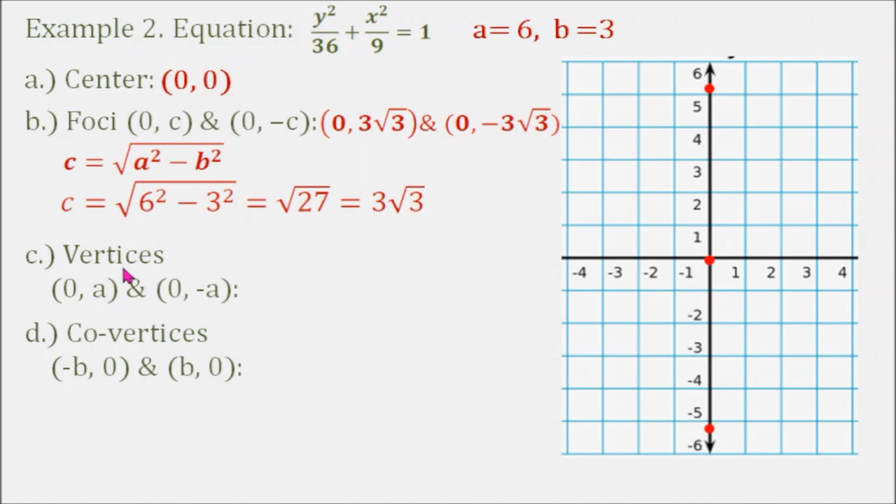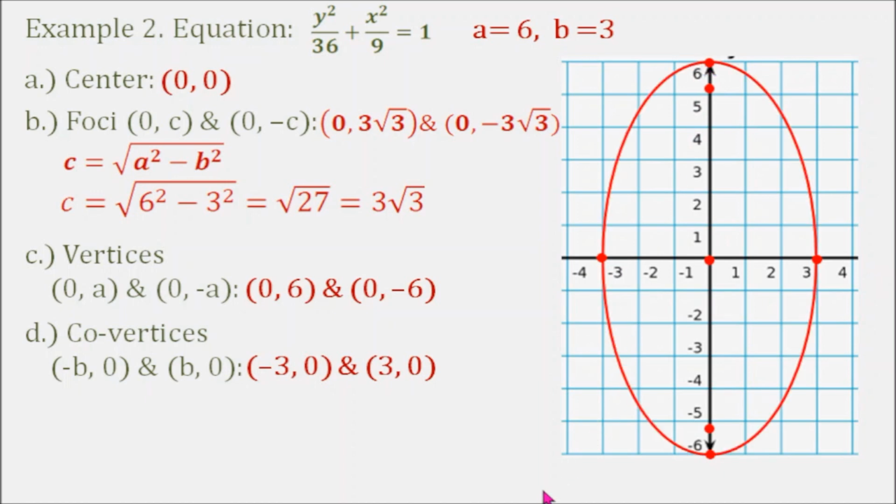Now for our vertices, the coordinates are 0, a and 0, negative a. Our a is 6, so that means the coordinates are 0, 6 and 0, negative 6. They are here. For our co-vertices, the coordinates are negative b, 0 and b, 0. Our b is 3, so that means the coordinates are negative 3, 0 and 3, 0. They are here. Now we are going to draw our ellipse. This is our graph.